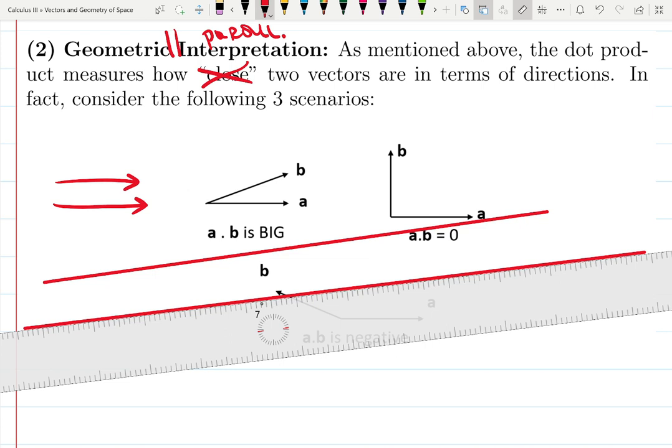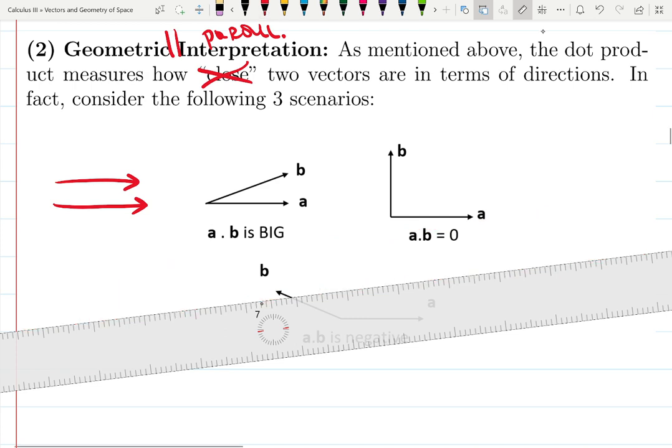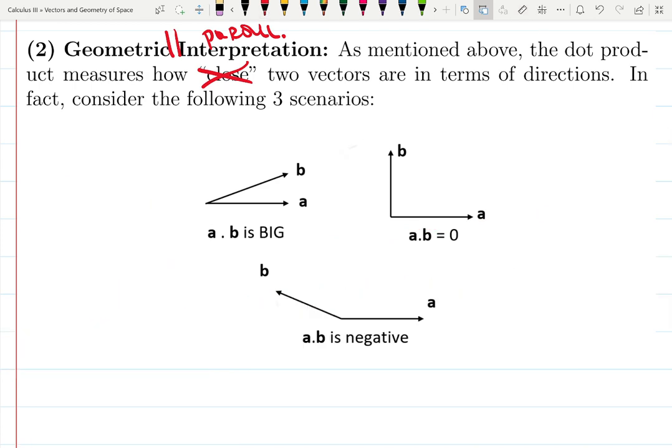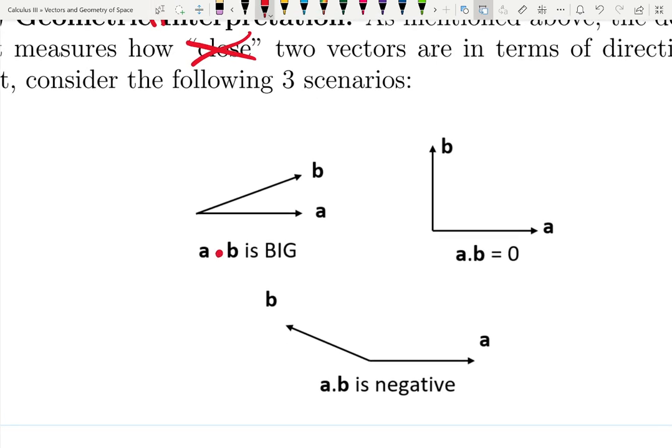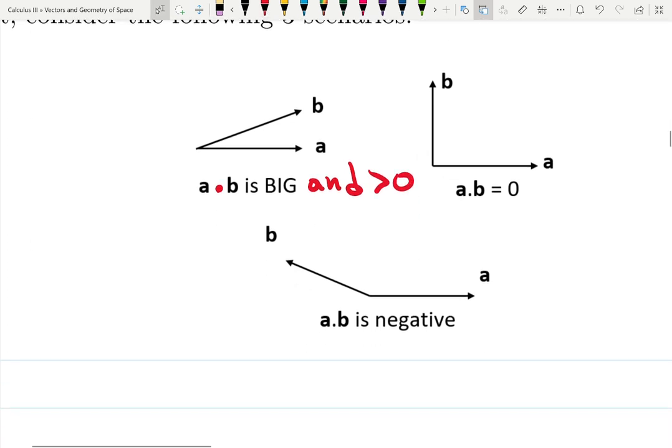So they are almost parallel, and that means the dot product will be large. If you have a small angle between the vectors, the dot product is big and positive. What about having a big angle? If you keep moving, they also become parallel, right? Just in the opposite direction. So it will also be big, but negative. So a big number will tell you that vectors are close to being in the same direction or opposite direction, but they are close to being parallel.